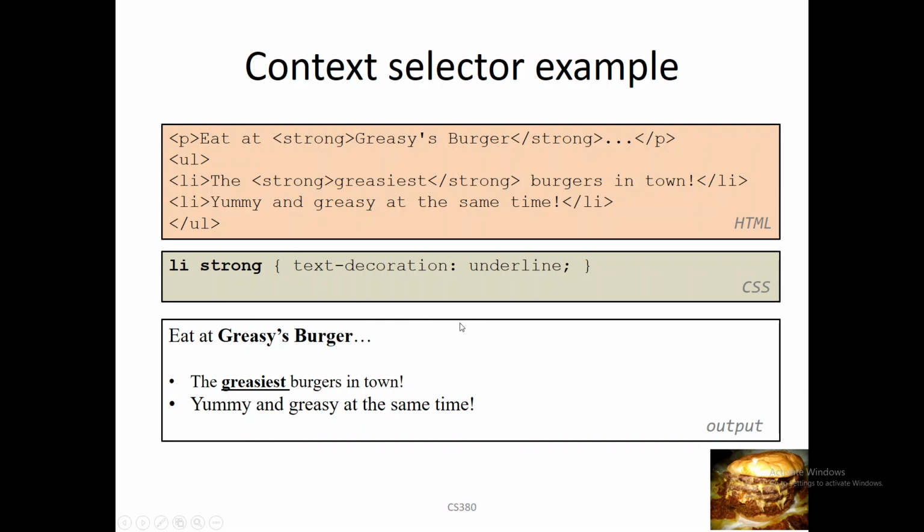For example, if I write li strong, what I mean is I want an element strong that has an ancestor li. If I look into this HTML, this one has a strong, but it doesn't have an ancestor li, so it goes away. But this one has an ancestor li, so that's why the style applies to this one. So this will be underlined, but this one will not be underlined. This is how I can impose certain structural constraints onto the elements that I have, right?